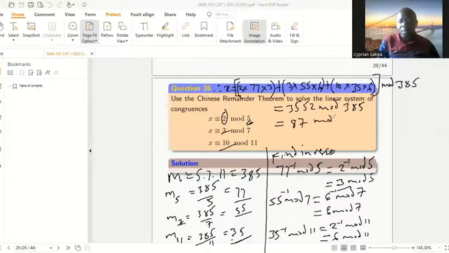So 87 is that one number which, when divided by 5, the remainder is 2. And when I divide it by 7, the remainder will be 5. And when I divide it by 11, the remainder will be 10. So 87 is that one.